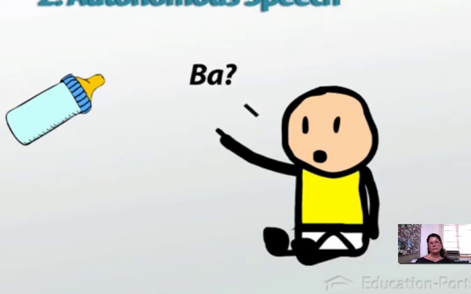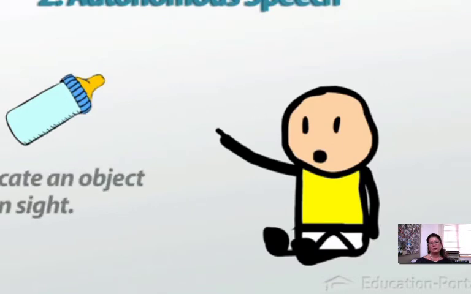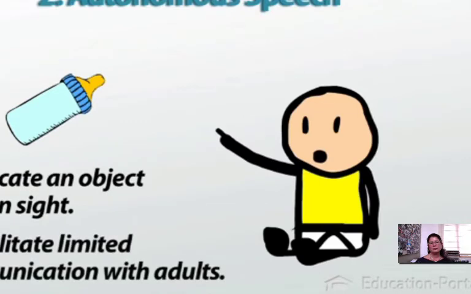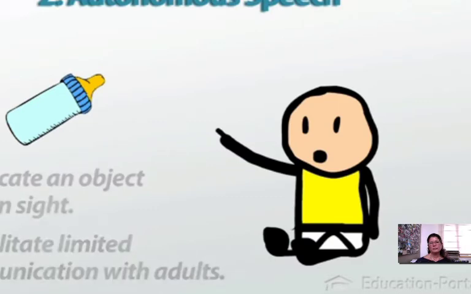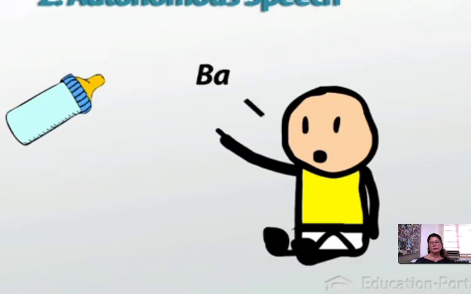These pseudo-words are useful because they indicate an object in plain sight, and they can also facilitate limited communication with adults who understand the meanings. For example, a child may initially say "ba" for bottle, and then as she develops, "ba" becomes the word "bottle."